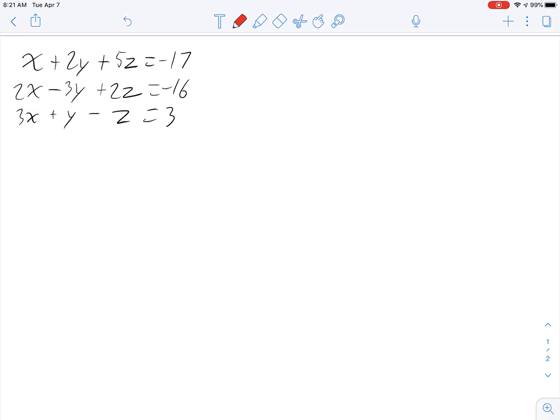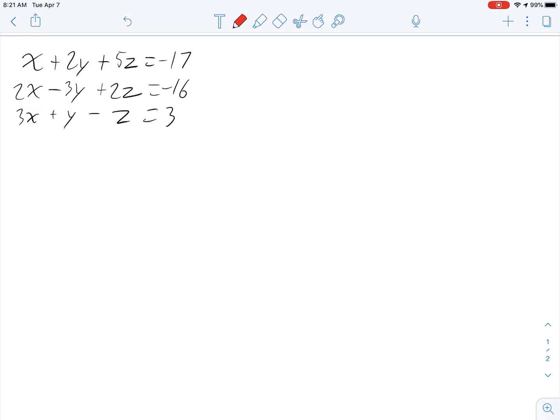I'm going to show you how to solve this system using the substitution method. Just like two variable substitutions, it's generally best to try to find a variable with a coefficient of 1, so that when we get it by itself and prepare to substitute, we don't have to divide.